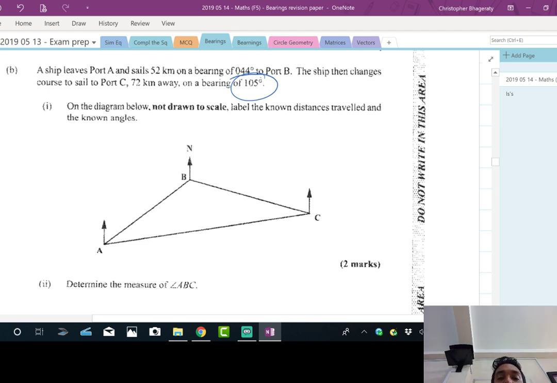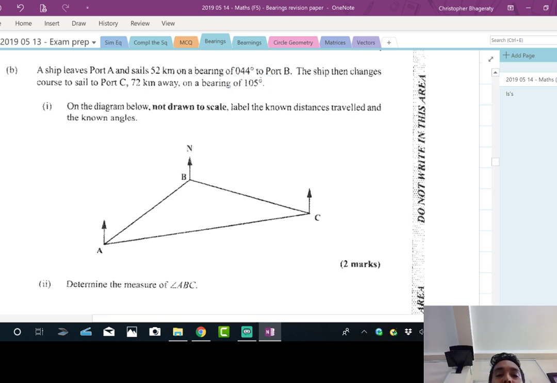Let's track this journey, because the first thing they want us to do is, on the diagram below, not drawn to scale, label the known distances traveled and the known angles. They give you 2 marks, so all you have to do is put it in. Let me see you guys try this one.